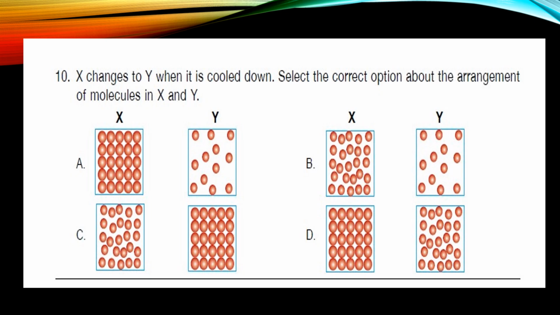Question number 10. X changes to Y when it is cooled down. Select the correct option about the arrangement of molecules in X and Y. And our answer is option C because when an object is cooled down, the molecules of that object come close to each other. So our answer is option C.